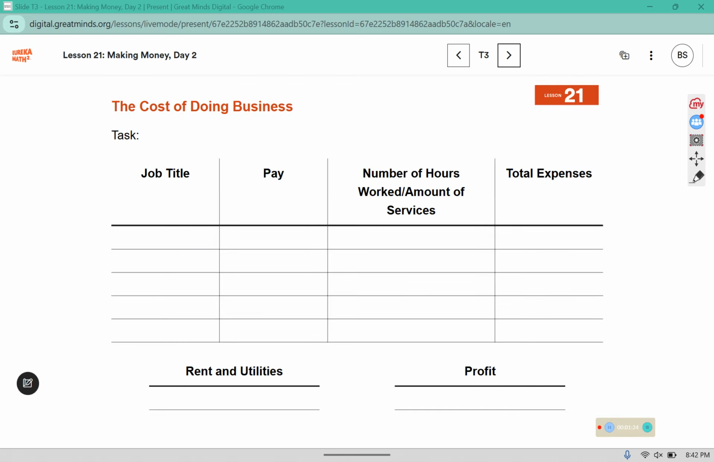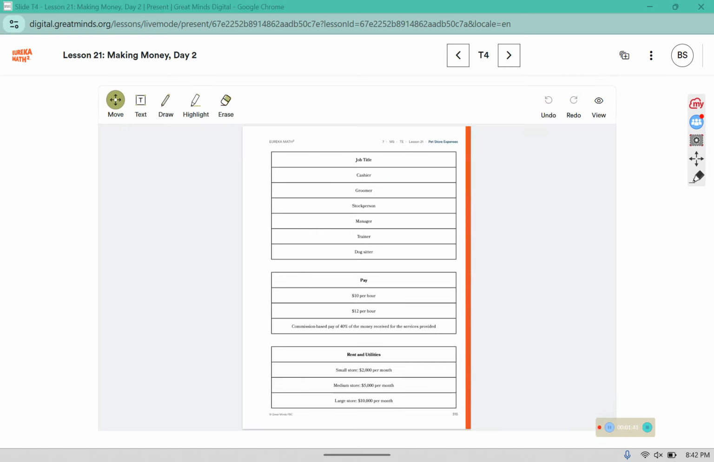You're going to need to select some job titles based on the goods and services you chose to provide from day one. We're also going to look at the size of your building or your store to figure out how much you're going to pay in rent and utilities. Yesterday I chose to have the grooming service, so I'll need a groomer. And I also had a doggy daycare, so I'll need a dog sitter.